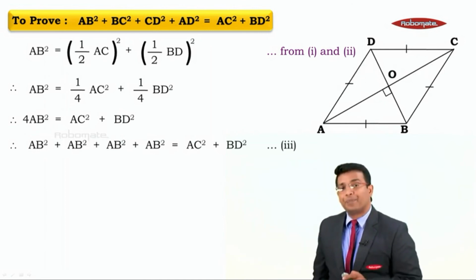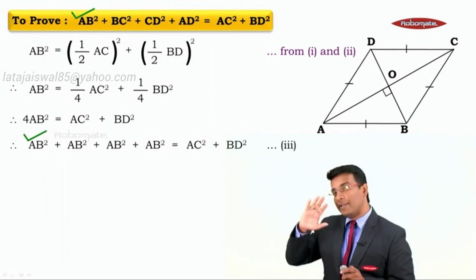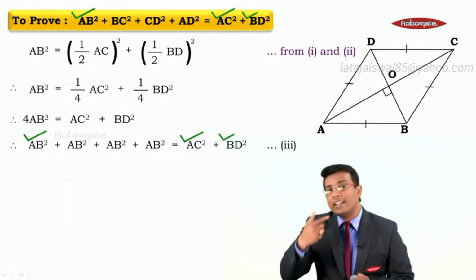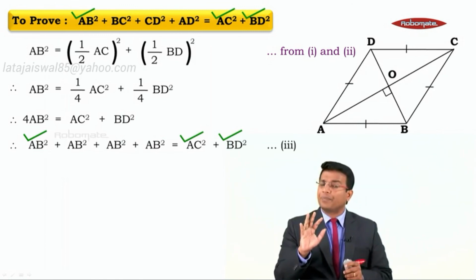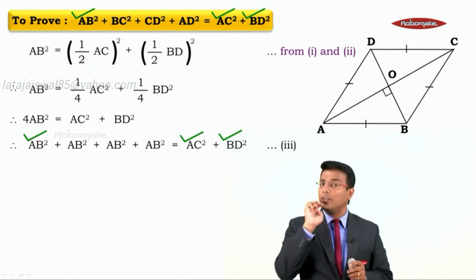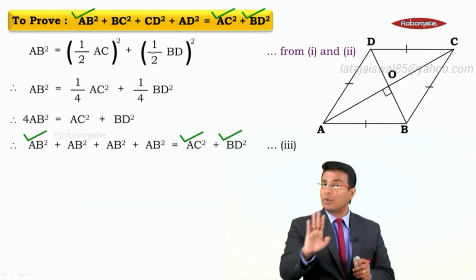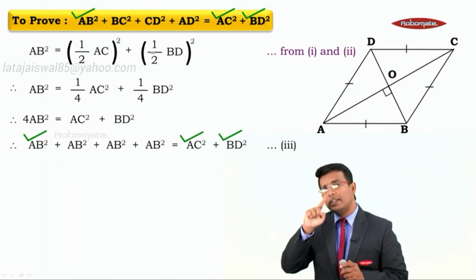Now let's compare. Right? This is which we have marked as result number 3. Now let's compare. AB square we got. Right hand side we want AC square, we got that. Right hand side we wanted plus BD square, we got that. That means only the missing things are BC square, we want CD square and we want AD square, instead of AB square and AB square. So that means, is there a relation between AB, BC, CD and AD?